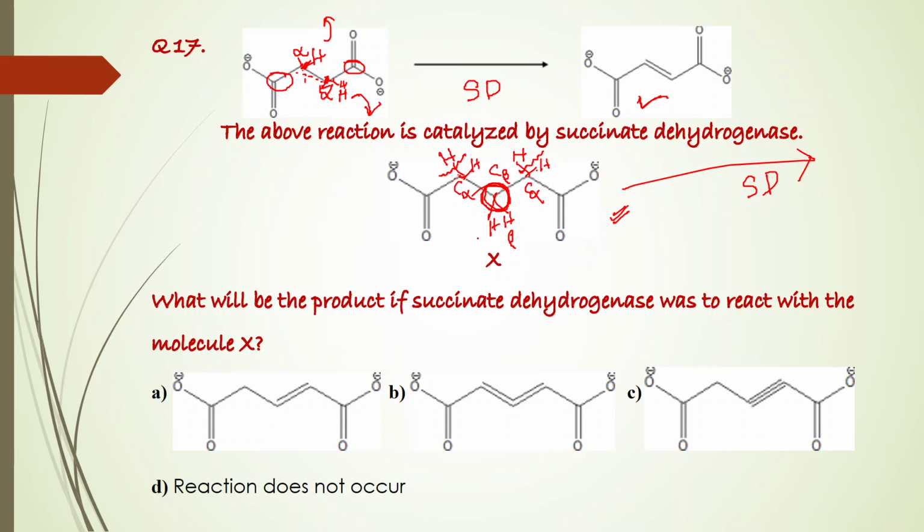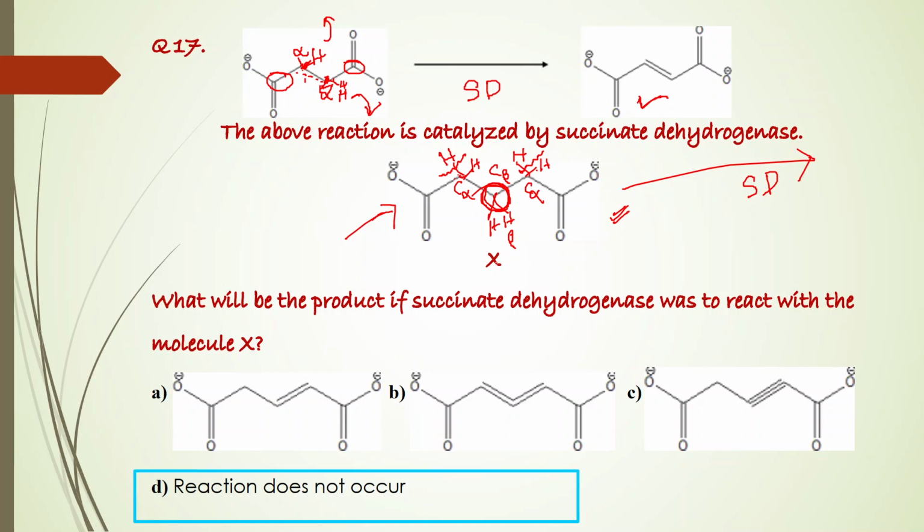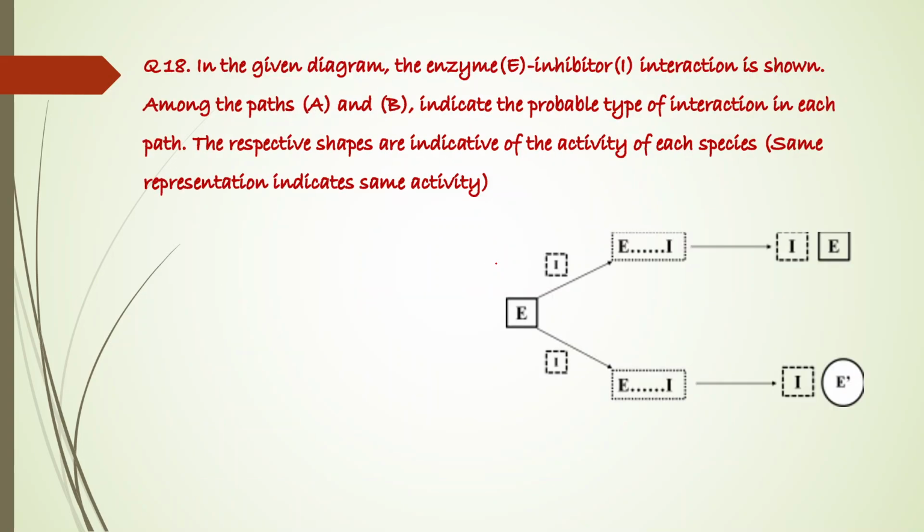So even if you add succinate dehydrogenase to this particular molecule, it will not result in any kind of product. Why? Because it only abstracts alpha hydrogen, and even if it does, it does not lead to the formation of any stable double bond. So it will not act on this particular X molecule. Yes, who answered that? Yes, Akshara, your option was absolutely correct. Okay, moving to the next one.